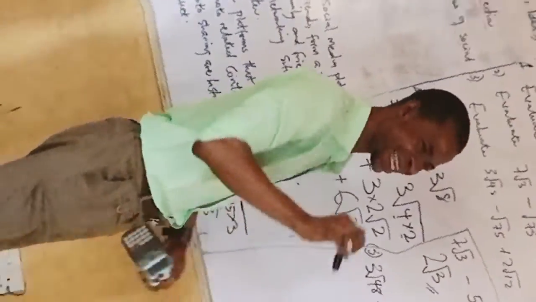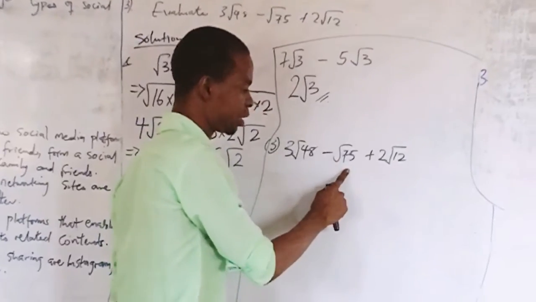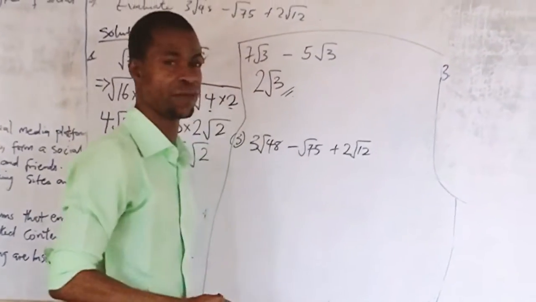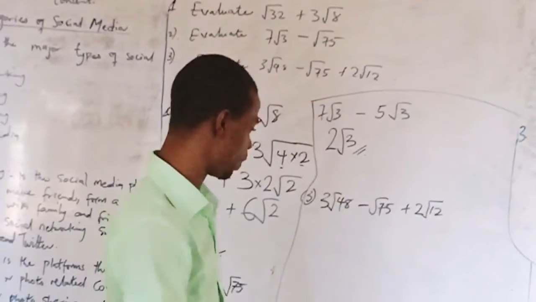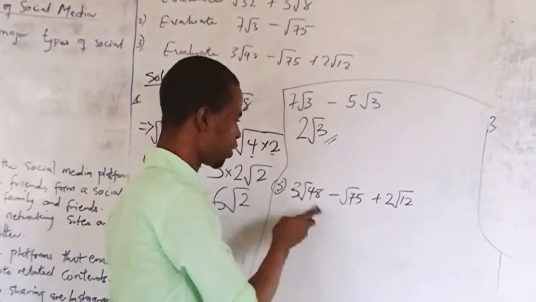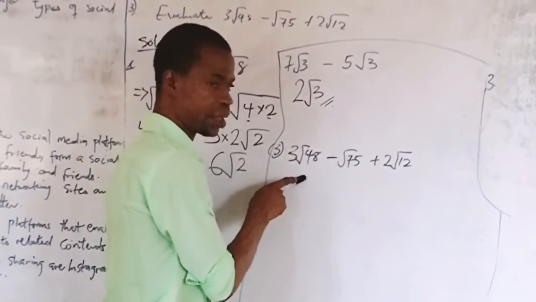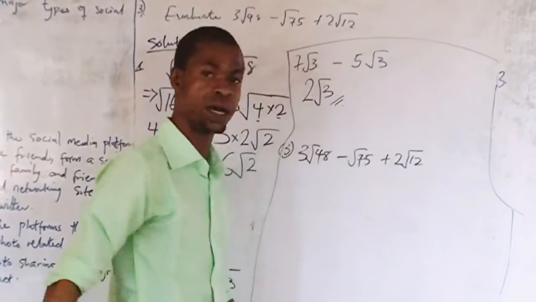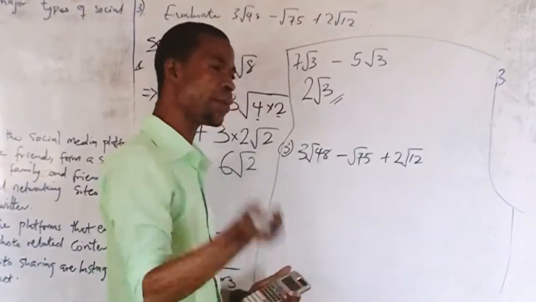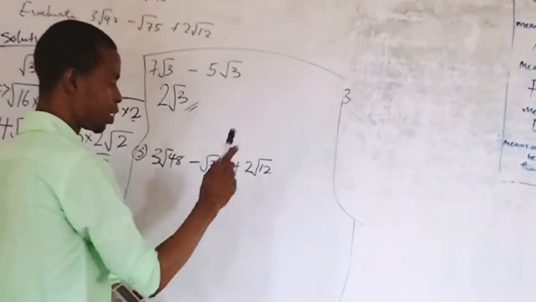I'm going to find a number that can go in this 48 and also go in this 75 and also go in this 12. Then I will now find another number that I can multiply with that number that will give me this, that will give me this, and that will give me this. Alright? I think 3 goes here, 3 can go here, 3 also goes here, and then 3 can go also here. So I'll say 3 multiplied by a number that will give me this, 3 multiplied by another number that will give me this, and 3 multiplied by another number that will give me this.